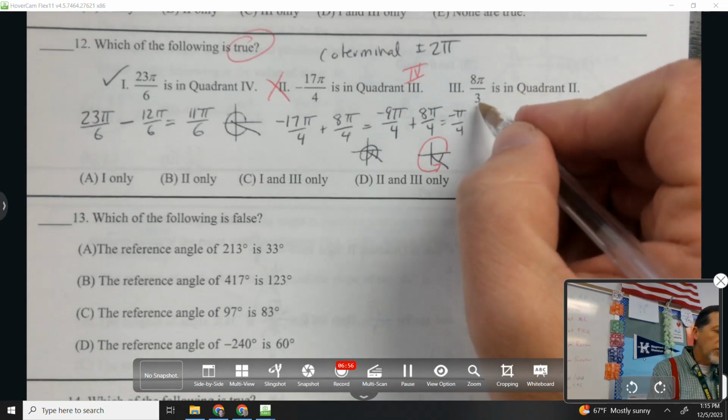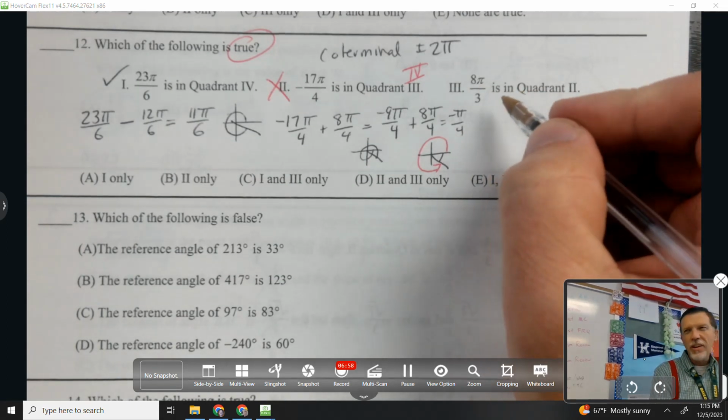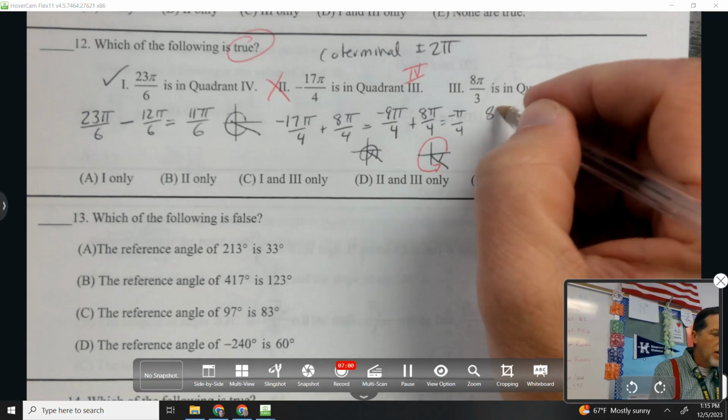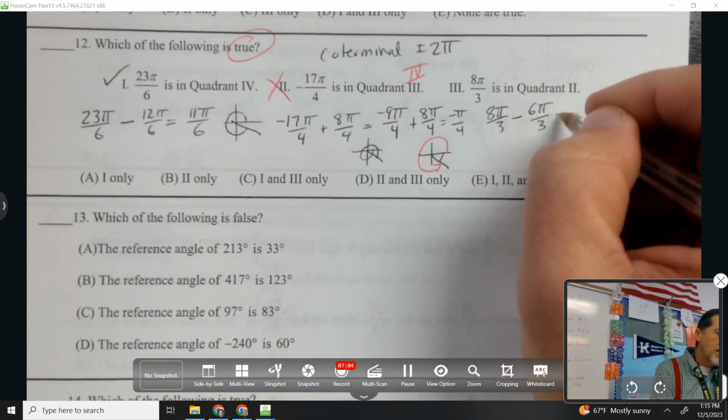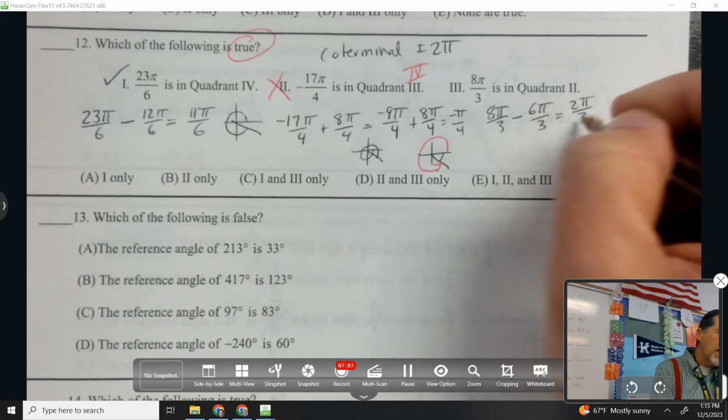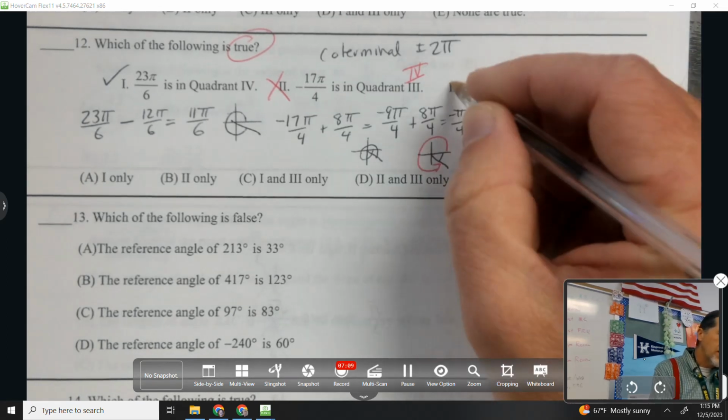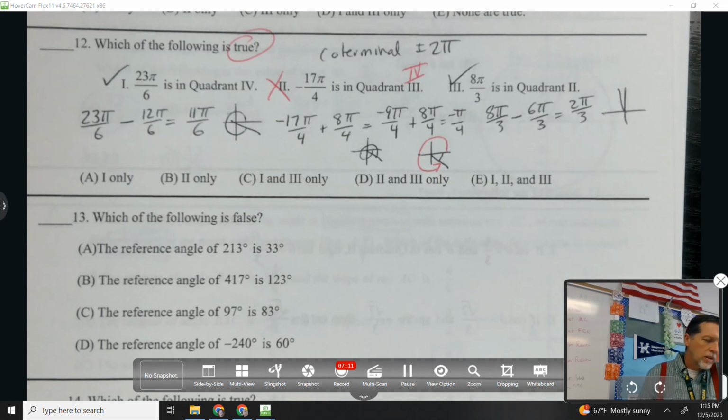8 pi over 3. Again, some people would look at that and figure out right away what quadrant it's in. Others of us would be like, I don't want to mess that up. It's easy enough to subtract 2 pi to make sure I get it right. And that's in quadrant 2. So that's 1 and 3.